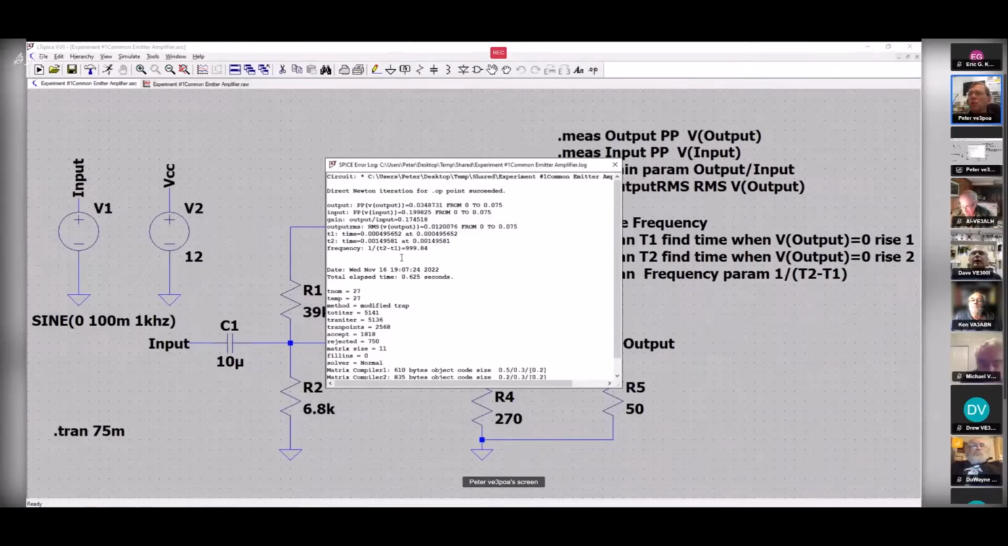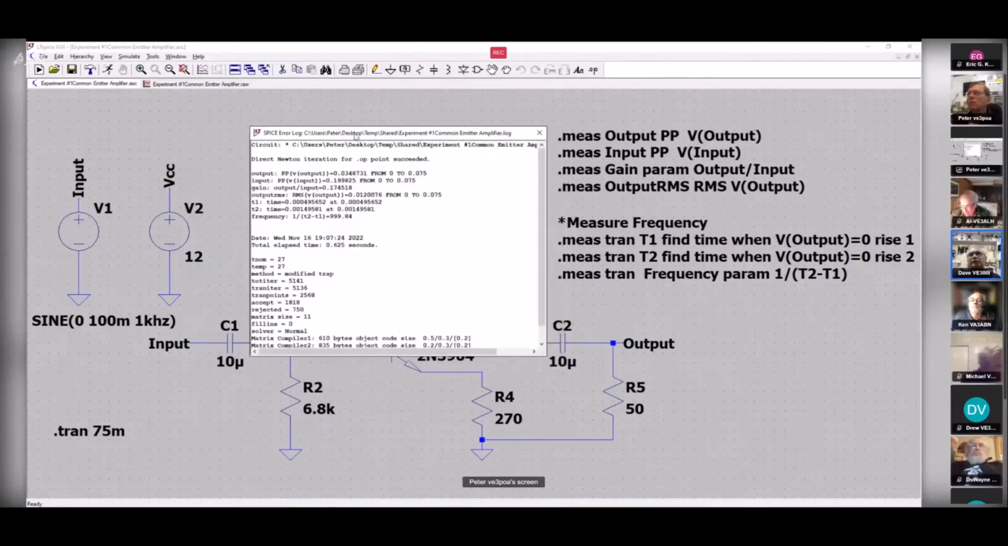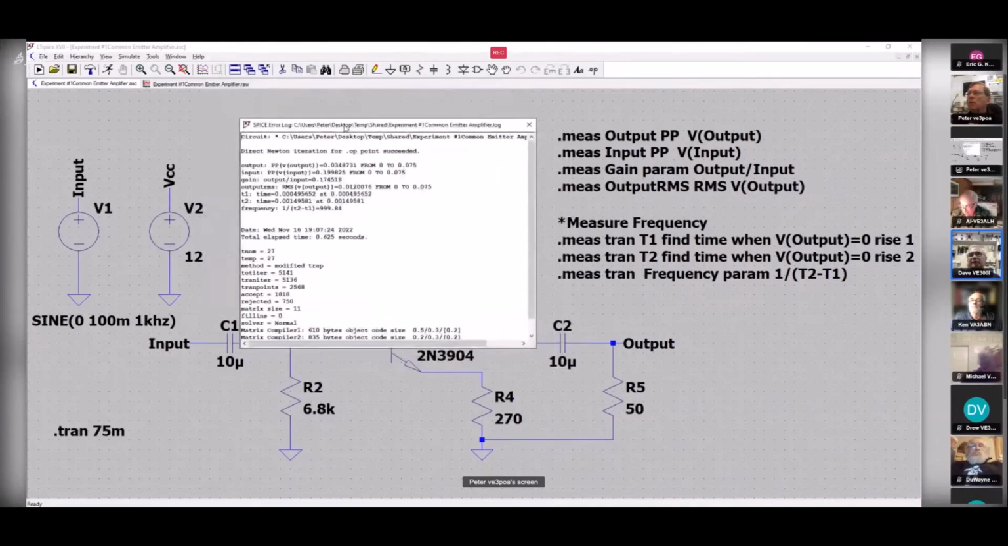Now, actually, Peter, you know what that rise 1 and rise 2 is, as you're talking about frequency? I suspect it's the first rising edge and the second rising edge of a signal. That's why you get the frequency. So you're getting the first rising edge, and then you get the second rising edge, and that is the period of the signal. And 1 over the period is frequency. It's rising through 0, isn't it? It's rising through 0 volts. That's what it means. Okay.